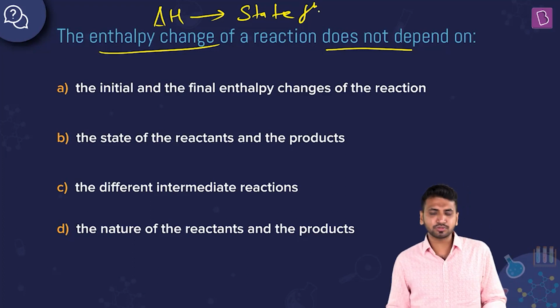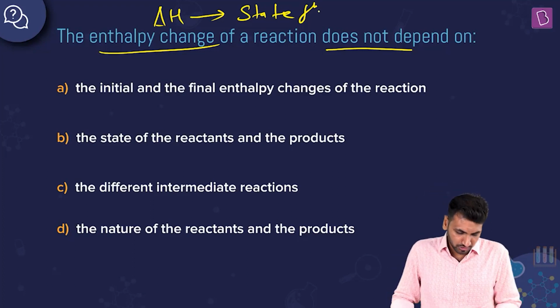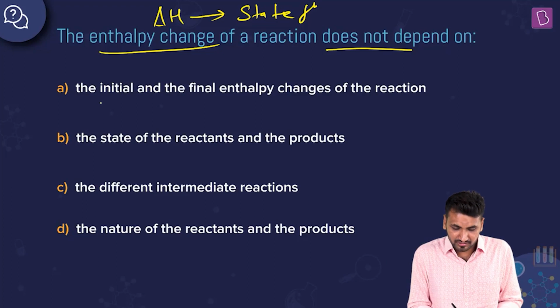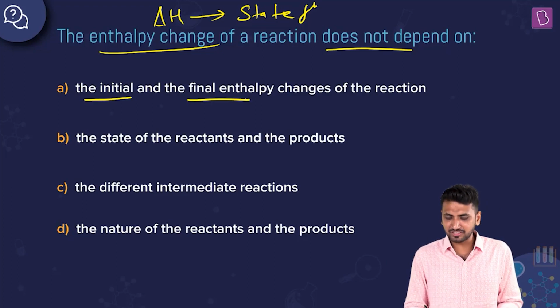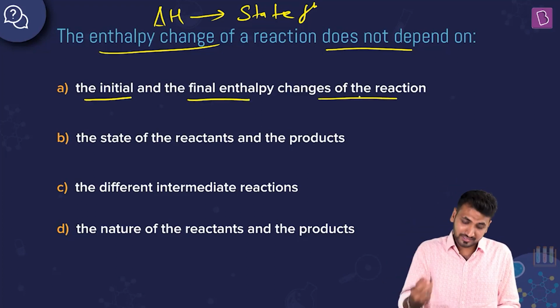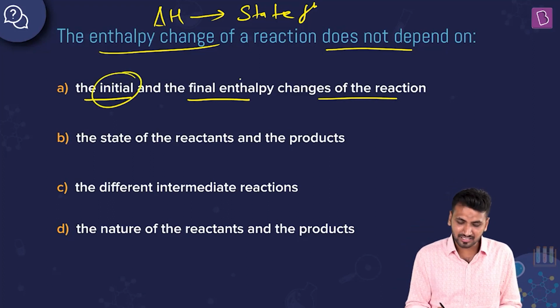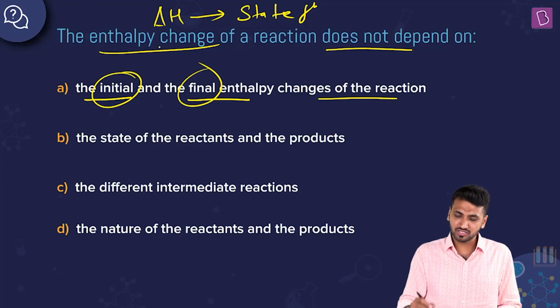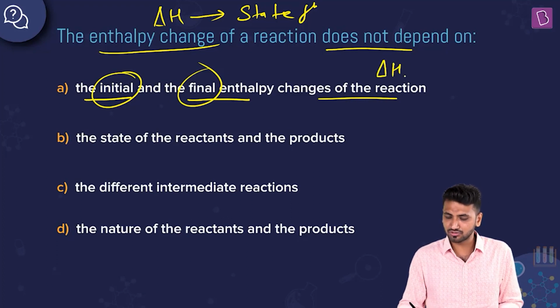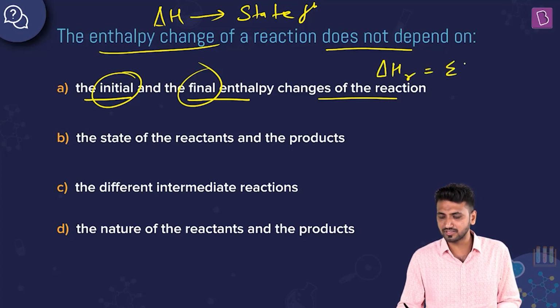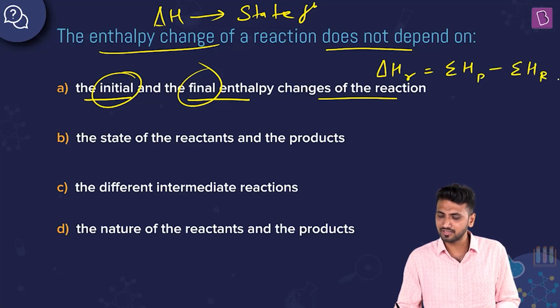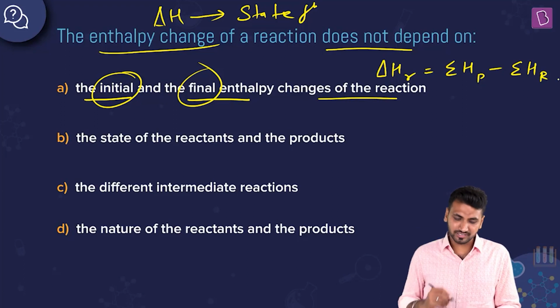Okay. Let's see the options one by one and figure out which is going to be the right answer. The initial and the final enthalpy of the reaction. Of course, yes, enthalpy change, a state function, is going to depend on the initial and final enthalpy. How do you write delta H for the reaction? It is the summation of enthalpy of products minus the summation of enthalpy of reactants, right? This is how you write the formula.